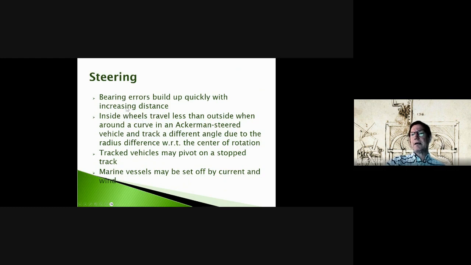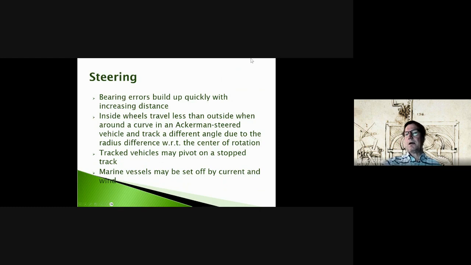Basically we have to average these steering wheels in order to get the right movement. Any bearing errors are going to build up quickly with increasing distance traveled. You can look at this with your trigonometry. If you're off by a small fraction of a degree, but you don't go very far along that hypotenuse, then your error is not that big a deal. But the farther you travel, the more that error is going to build up.